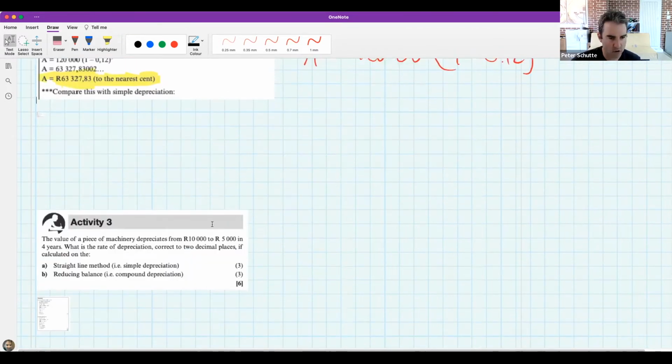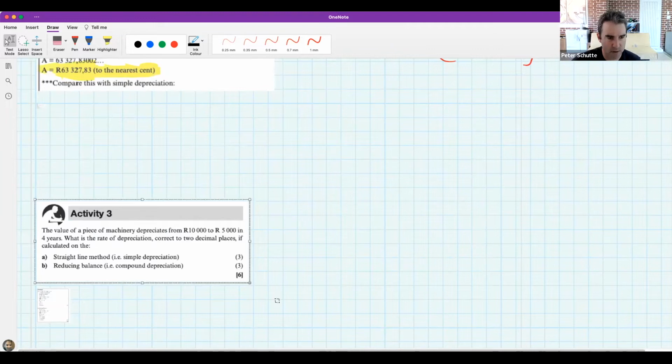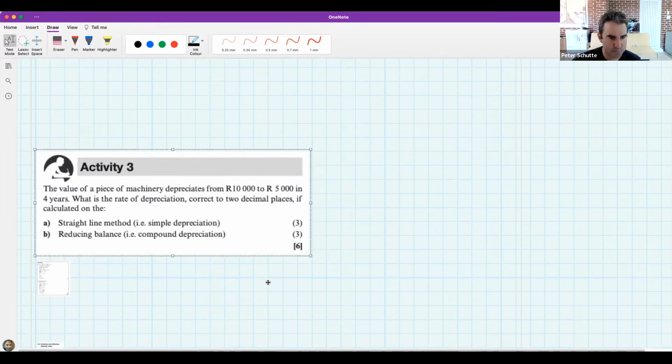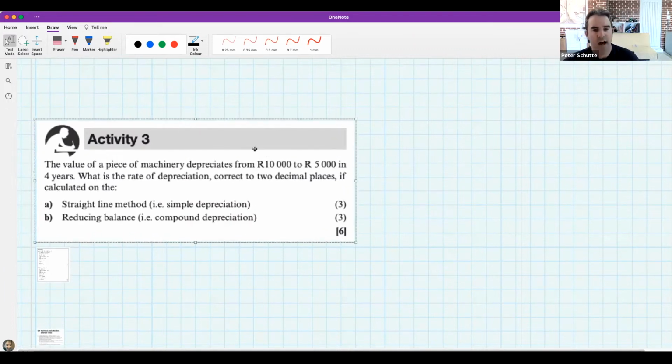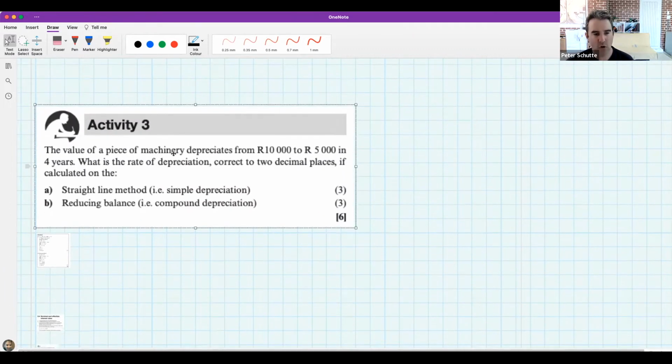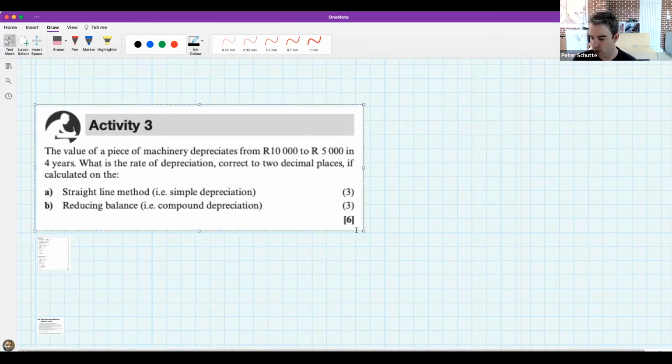Let's have a look at a combined question now. Before we do this question, I want people to tell me what's different about it, so let's read the question. I'm going to give you 30 seconds, and then in the chat, I want you to tell me what's different about this question compared to the last one. So just take 30 seconds, read the question, and then let me know in the chat what's different about this one compared to the last one.